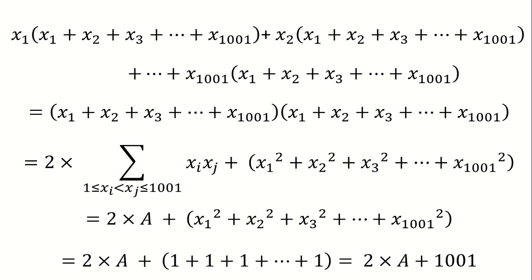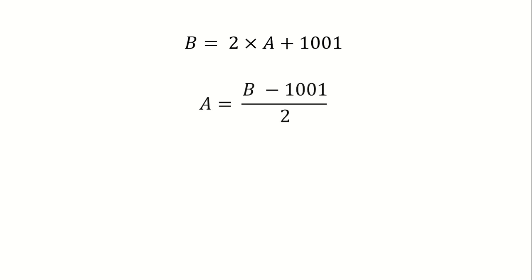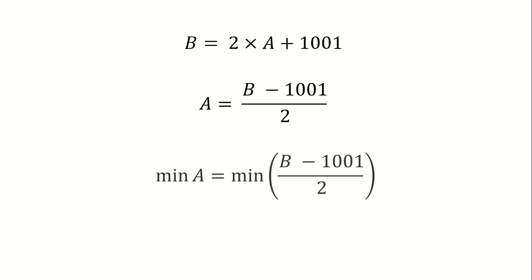And notice that this expression is equal to b. So b is equal to 2a plus 1001. And the question asks us the minimum of a, so we are going to have a according to b. So by doing this, we have a is equal to (b minus 1001) divided by 2. And finally, the minimum of a is equal to the minimum of (b minus 1001) divided by 2.